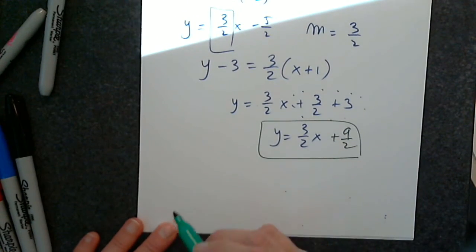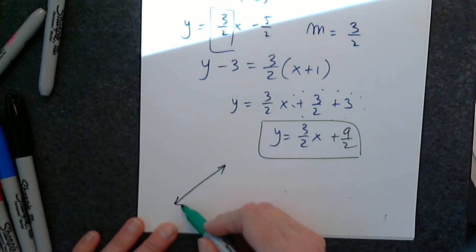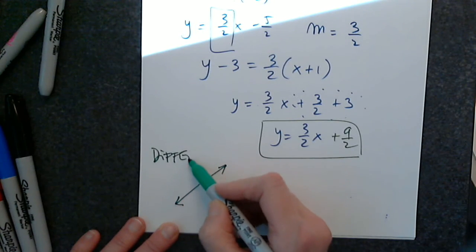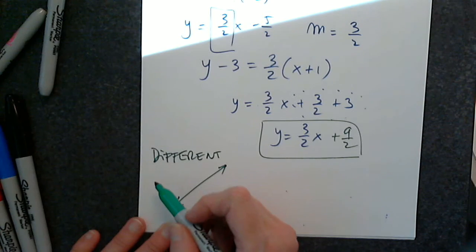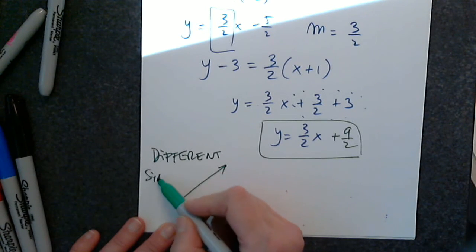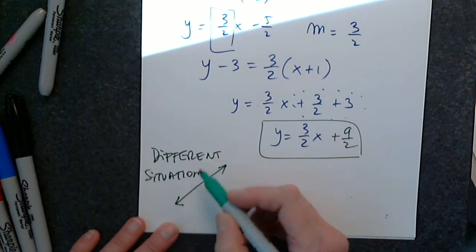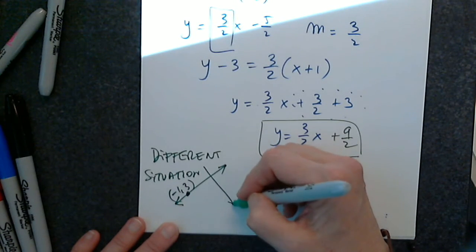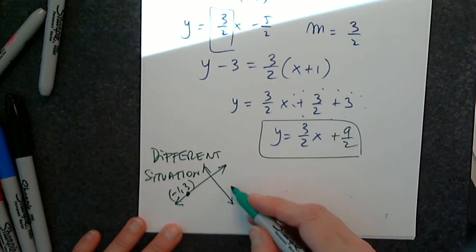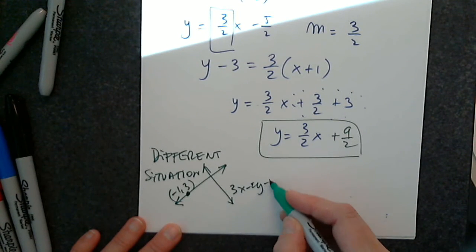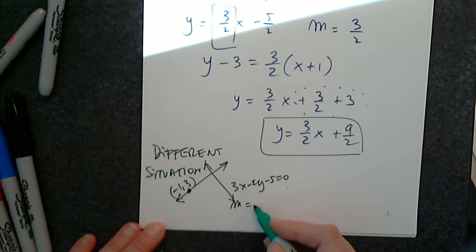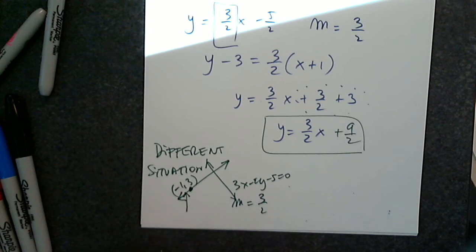What if we have, for the same problem, another scenario? Different situation. With the same problem, with -1 comma 3. But this time the line is perpendicular. Same line. 3x minus 2y minus 5 equals 0. We determined the slope of this line a few minutes ago, 3/2. What will be the slope of this line?